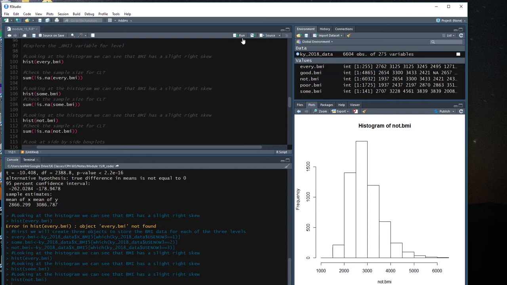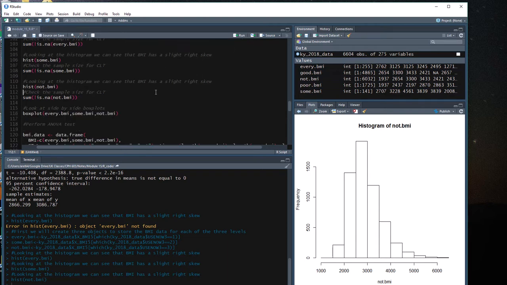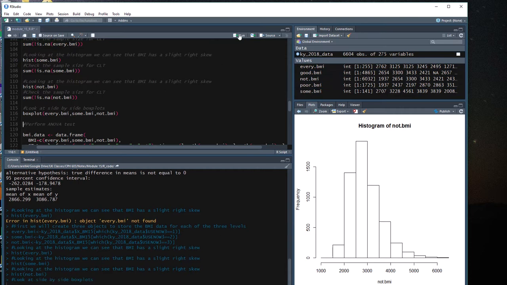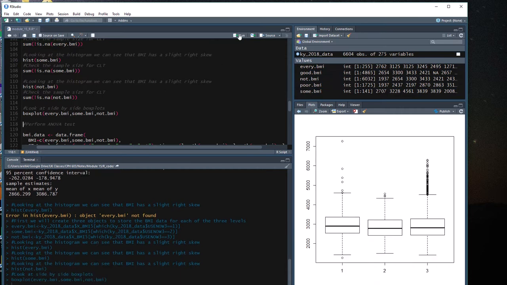So even though there's a slight right skew, my sample sizes are so large here that I'm not terribly concerned about that assumption of normality, and the Anova test is fairly robust to that assumption. One way to compare the variance between the three is to look at side-by-side box plots, and so we have that here. Looking across the three box plots, in terms of the spread of the data, there's not very much difference between these three, so I'm not too worried about my assumption about equal standard deviations.